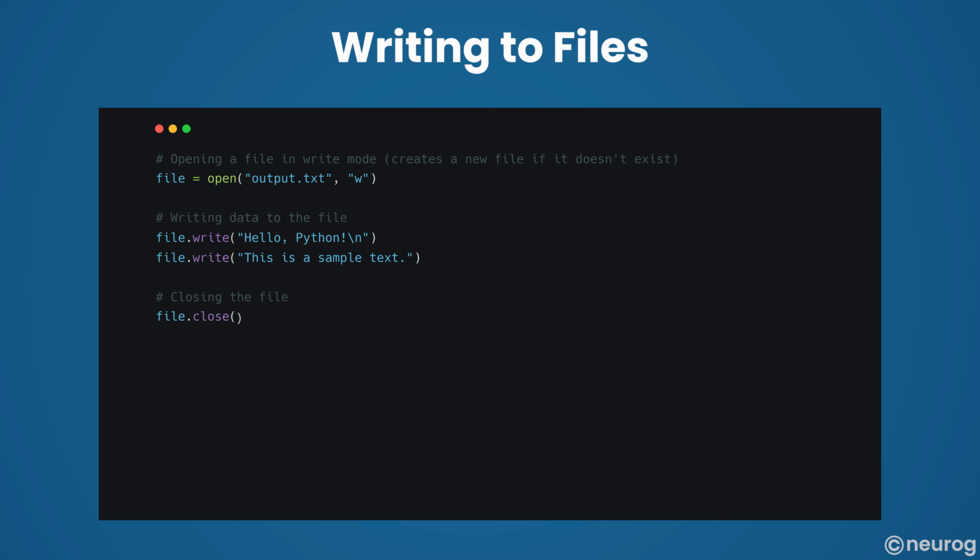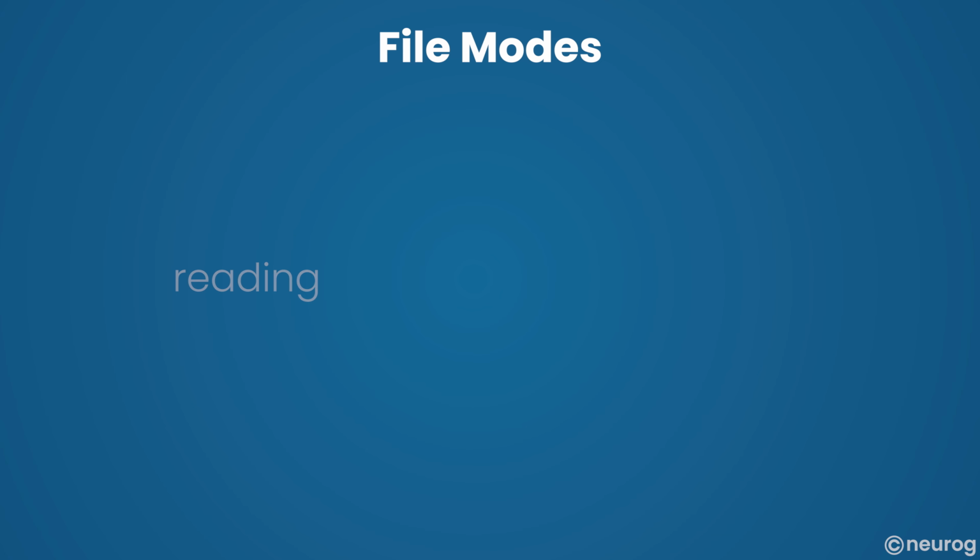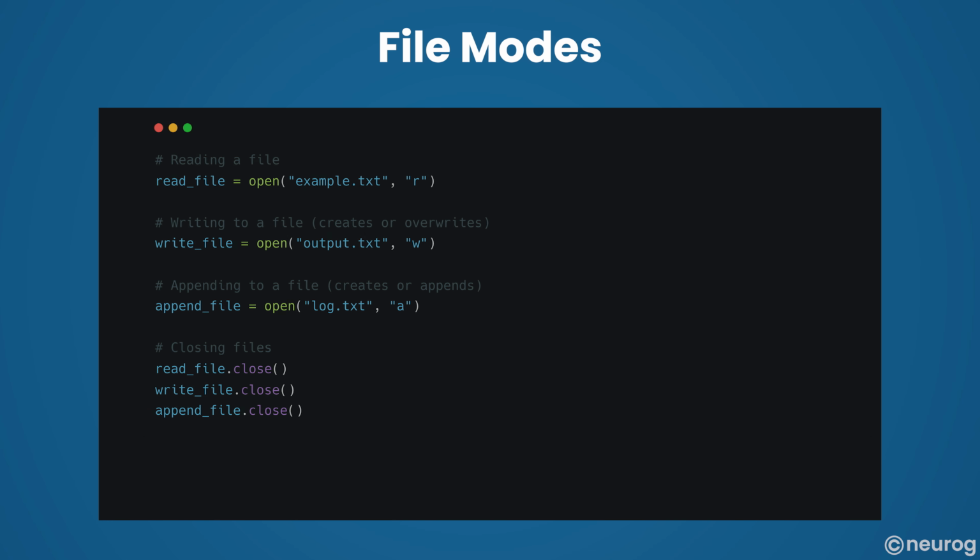Now that we've covered reading and writing, let's explore different file modes. Python supports different file modes for various operations, such as reading, writing, and appending. Understanding these modes is essential for proper file handling. Let's take a look at common file modes. In this snippet, we demonstrate different file modes: r for reading, w for writing, which creates or overwrites, and a for appending, which creates or appends. We also emphasize the importance of closing files.